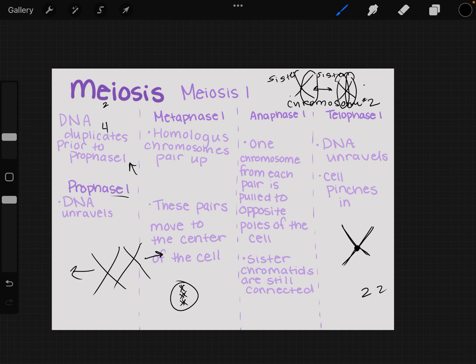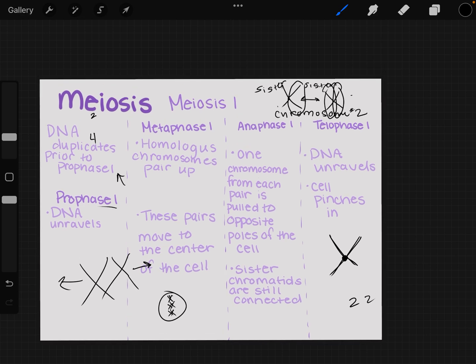Again, we're going to have our homologous chromosomes pairing up. There are 3 events that occur in prophase 1. The nuclear membrane is going to disappear. We're going to have the DNA supercoiling. I don't know why I wrote unravels. I'm losing my mind. It's going to supercoil, and then this is going to be the point when things start happening.